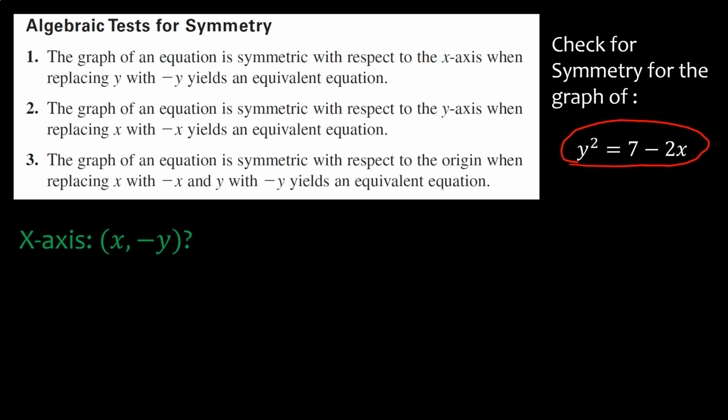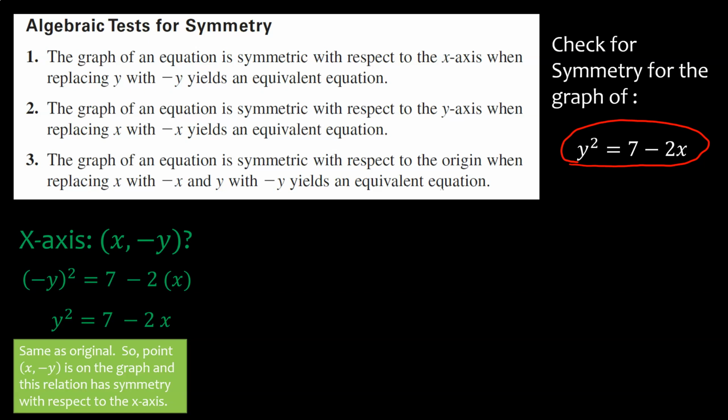Now, let's just take a look at the substitution. Negative y squared is equal to 7 minus 2 times x. Negative y squared, well, negative numbers square up, it's going to be a positive. So it becomes the exact same equation as the original. So we say it has symmetry with respect to the x-axis because the point (x, y) is on it and the point (x, -y) is on it.